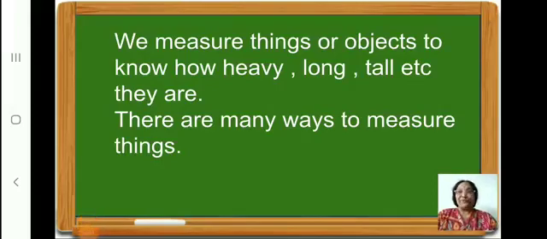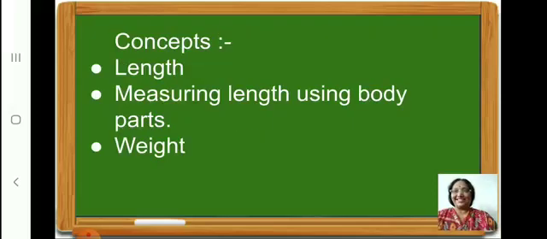Children, we measure things or objects to know how heavy, long, tall, etc. they are. There are many ways to measure things. Children, today we are going to learn length, measuring length using body parts, and weight.